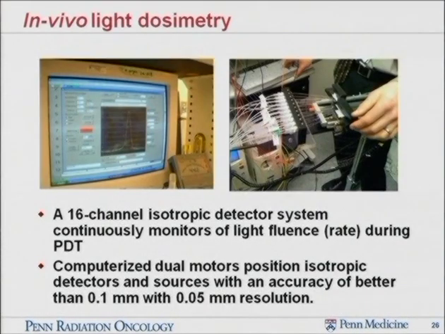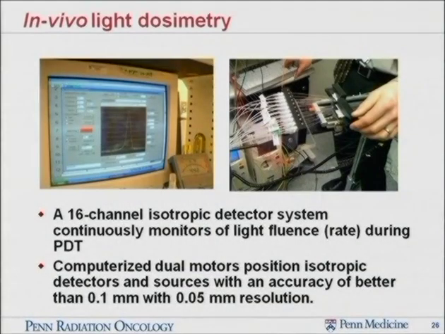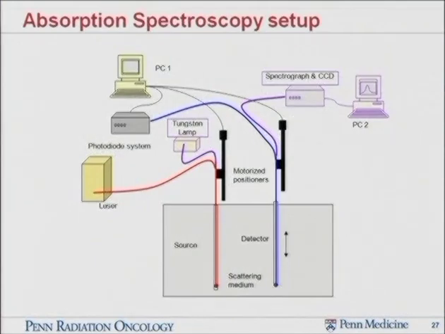The device we use here is mostly applied to prostate cancer PDT treatment. We have a 16-channel system, so you can introduce multiple point sources in different locations in the prostate. Then you can introduce detectors and scan them to get the light fluence for the known point sources, and a very accurate motorized system can be used. So here is what it looks like. You basically introduce a point source, and I hope that works.